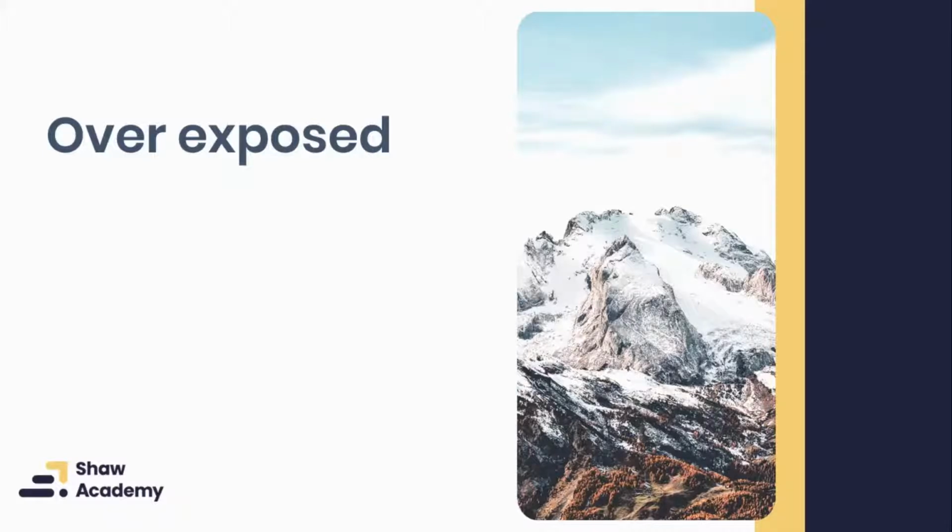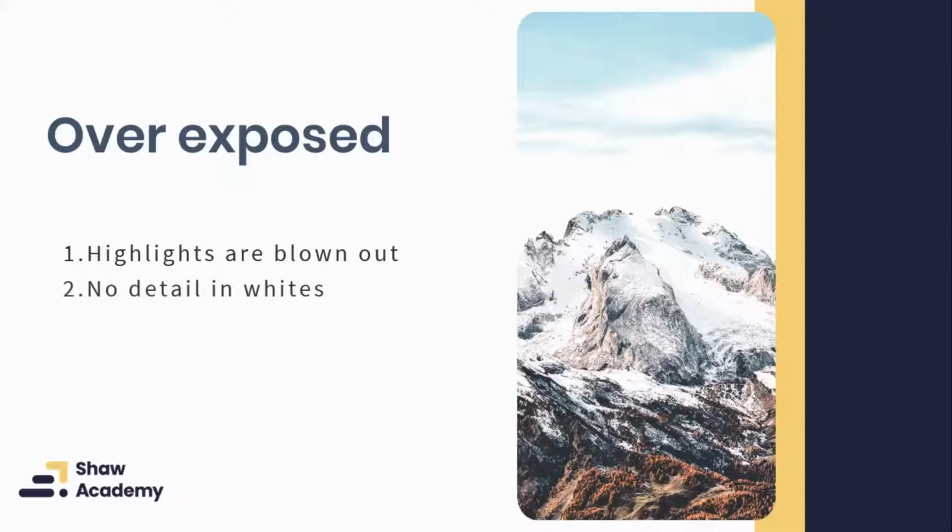Like, for example, in this instance, we can clearly see that this is an overexposed photograph. Have you ever seen a photograph, have you ever taken a photograph that looks like this? This is when the highlights are all blown out. So this is when I'm talking about the bright parts of the photograph, like the snow, like the clouds here in this image. There's no details in the whites.